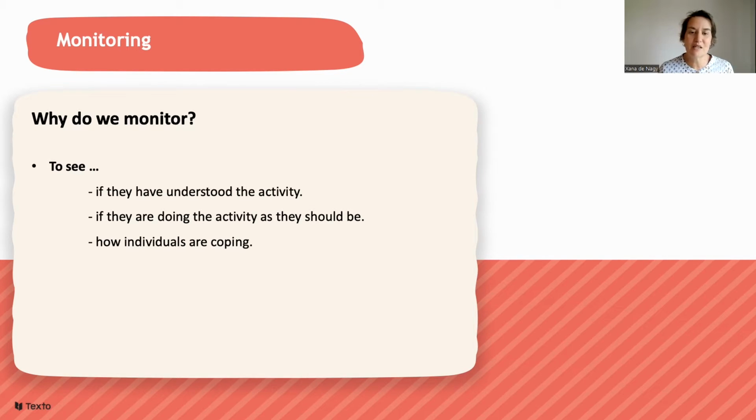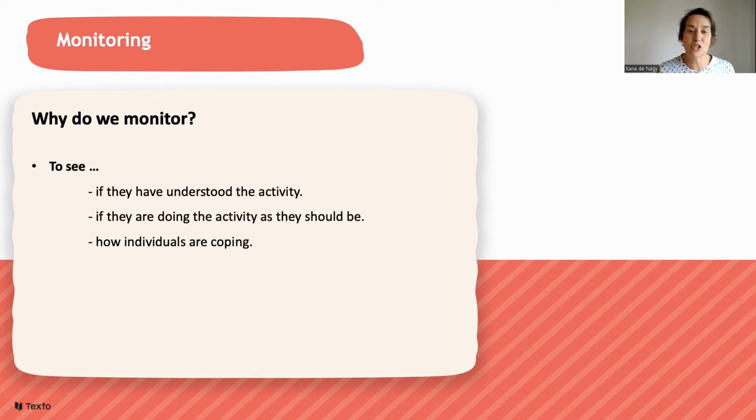So we need to be able to see if they've understood the activity, if they're actually doing the activity as we intended, and how individuals are coping. If you have a class of 25, you're naturally going to have a mixed ability group. You're going to have those that have clearly understood the activity and are doing it really well. And there are some that are lost and are not managing to ask and answer the question, or they don't know where to go next, etc.